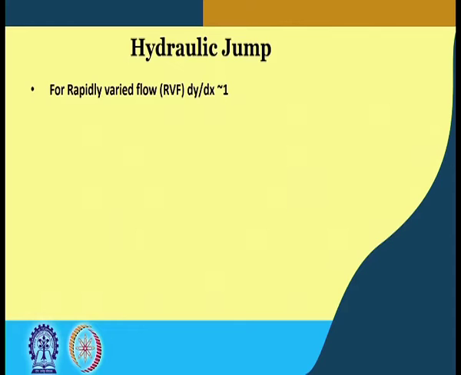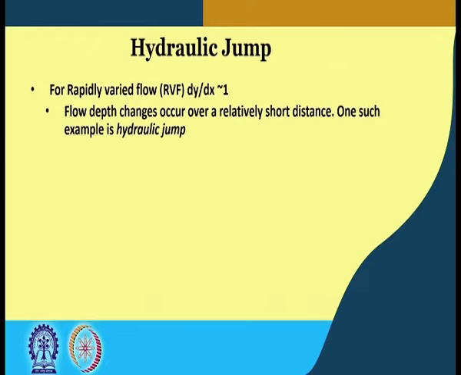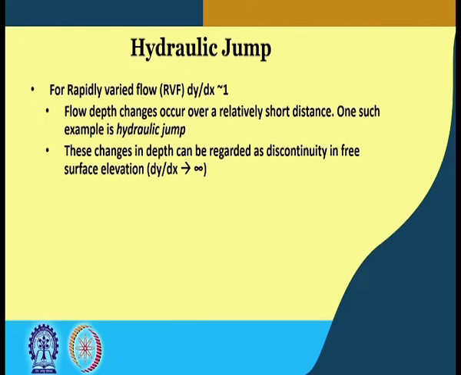Hydraulic jump is a type of rapidly varied flow, and for rapidly varied flow the definition is dy/dx is approximately equal to 1. This means that the rate of change of depth in the streamwise direction is not very small. So, the flow depth changes occur over a relatively short distance, that is the meaning of dy/dx approximately equal to 1. One such example, as I said before, is hydraulic jump.